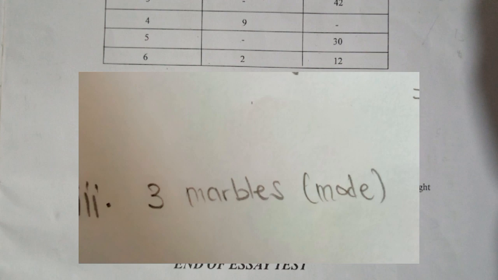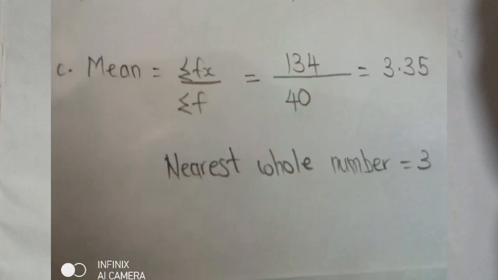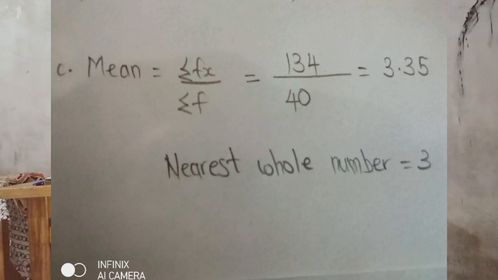(c) Calculate, correct to the nearest whole number, the mean of the marbles bought for the lesson. So our mean is equal to sigma fx over sigma f. So it's equal to 134 over 40. We get 3.35. They are asking us to correct to the nearest whole number. So our answer becomes 3.